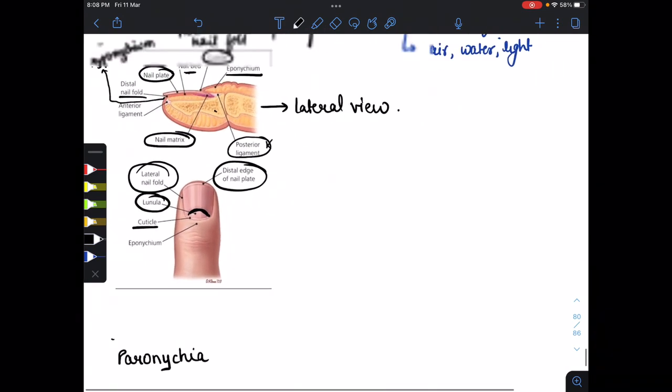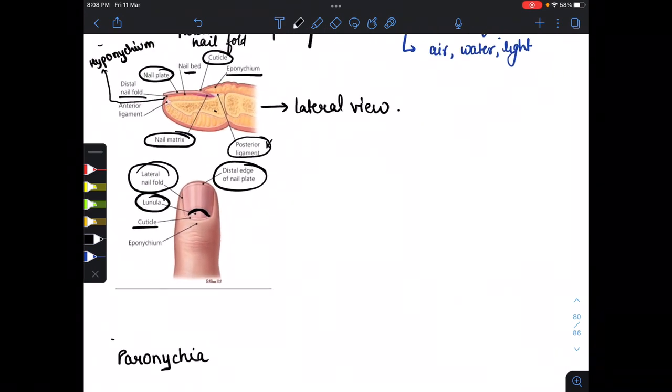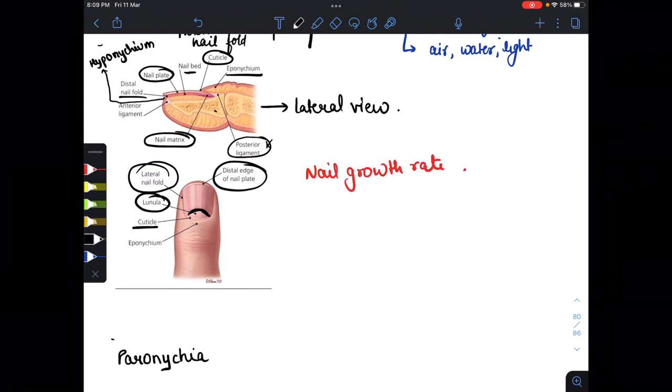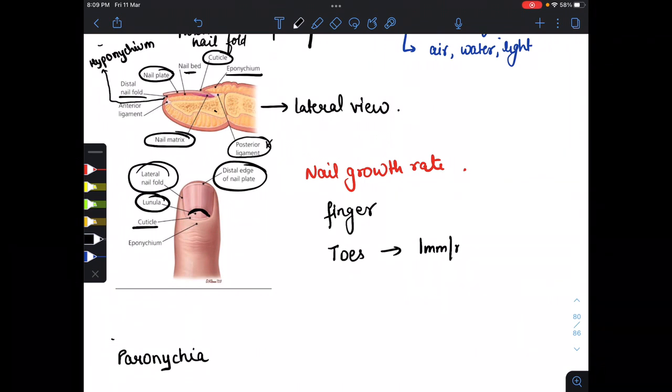Okay, now we also have to know the nail growth rate. What is the nail growth rate? We have nails on our fingers and on our toes. In the toes the growth rate is 1 mm per month, while for the fingers it is 3 mm per month.